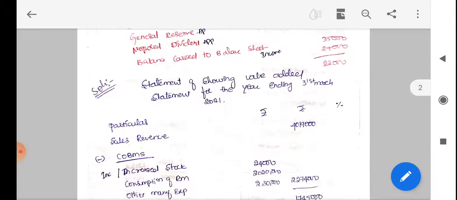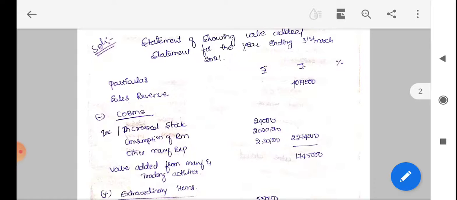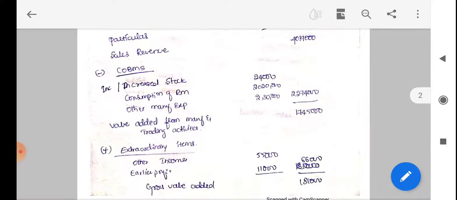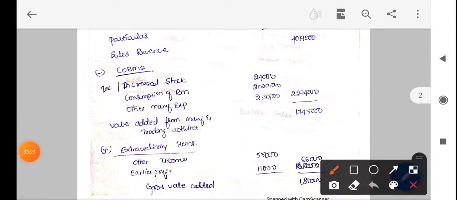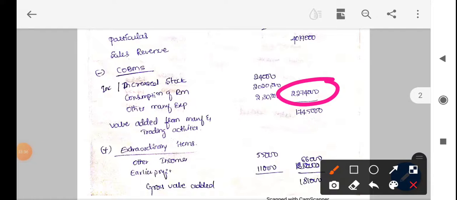Now let's move to the solution. So the solution is, first we have to take the sales. Sales given here is 40,19,000. Next we have to deduct the cost. So I told you decrease in stock is 24,000. Consumption of raw materials, that is purchase, is 20,000. Next we have other manufacturing expenses, that is 2,30,000. So total will be 22,74,000. When we deduct this, the balancing figure will be 17,45,000. So this is called value added from manufacturing and trading activities.